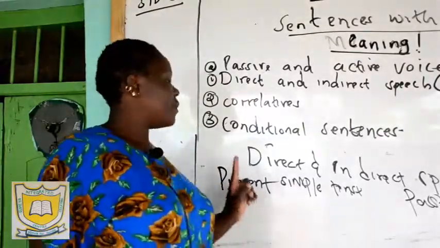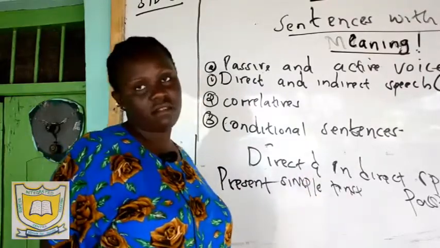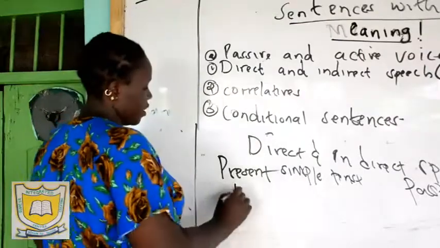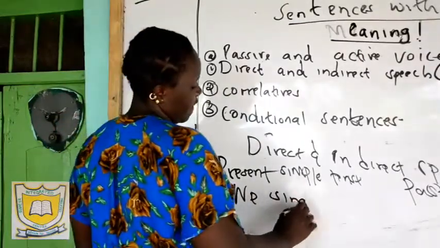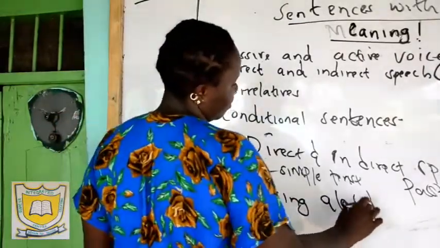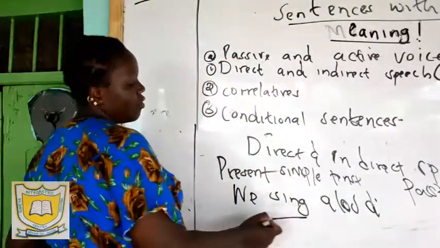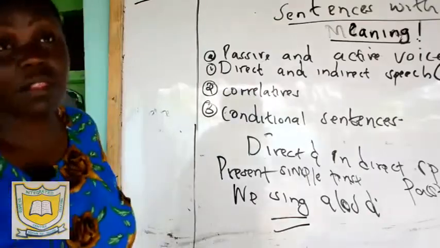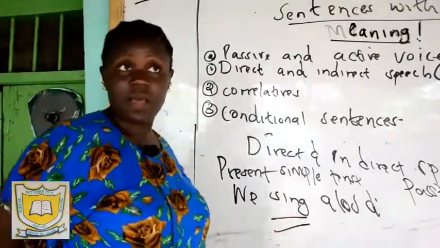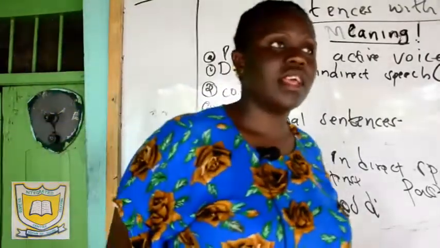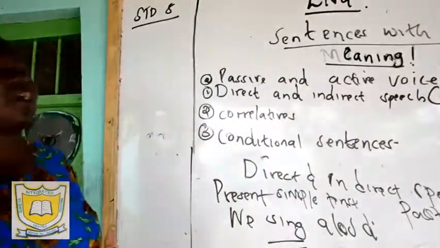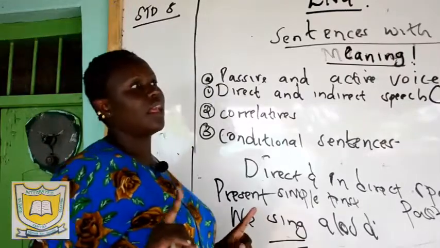Now, direct speech present simple tense changes to the past simple tense. For example, we are going to say, we sing aloud. We sing what? Aloud. Sing. How do you know the sentence is in the present tense? By simply checking the verb. Is the verb in the present? Is the verb in the past? So, we sing aloud.